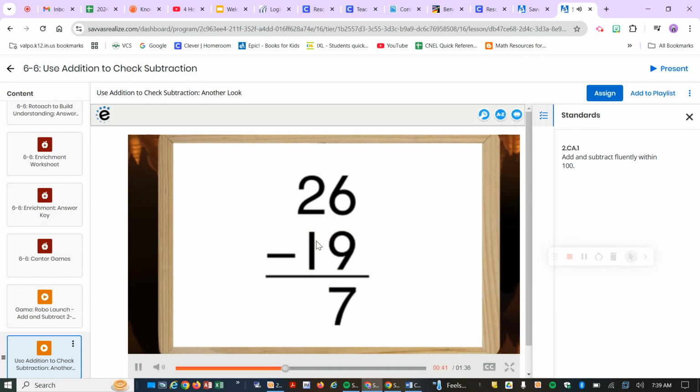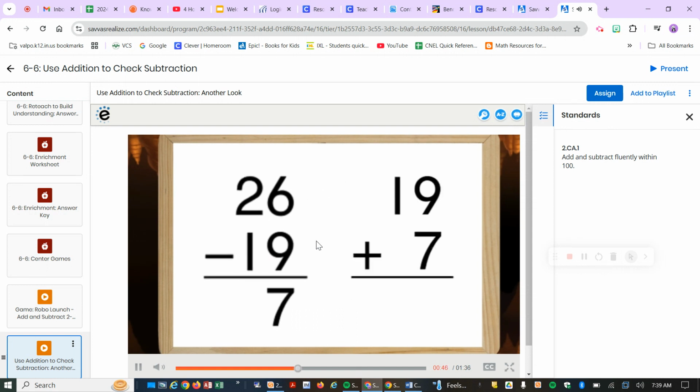Let's make sure our answer makes sense. Since addition and subtraction are opposites, let's reverse the problem and add 7 and 19. Look at the ones. 9 ones plus 7 ones equals 16 ones. Yay! We have enough ones to make a 10. So 16 ones is 1 ten and 6 ones. Let's add our new 10 to the one we already have. 1 ten plus 1 ten equals 2 tens. Add the 6 ones and we have 26.